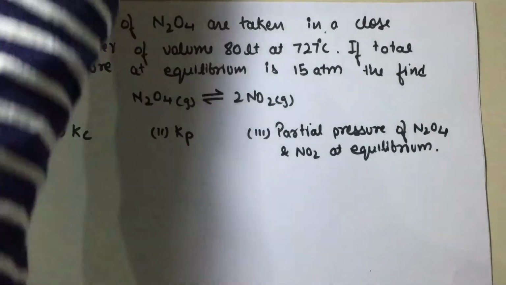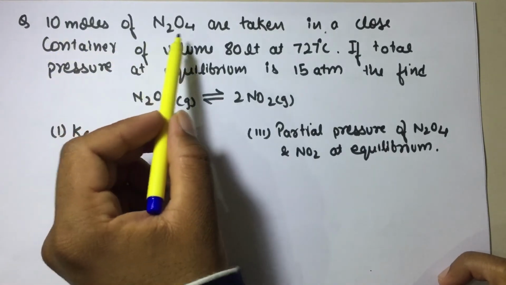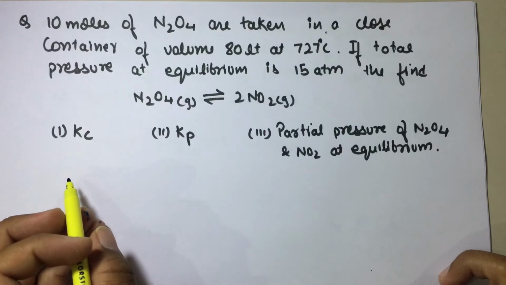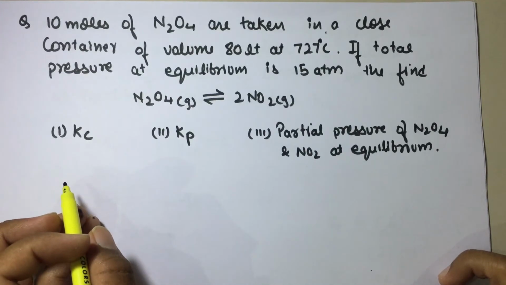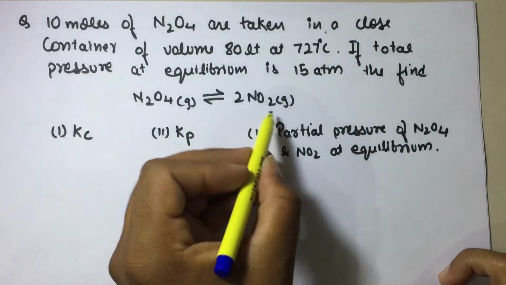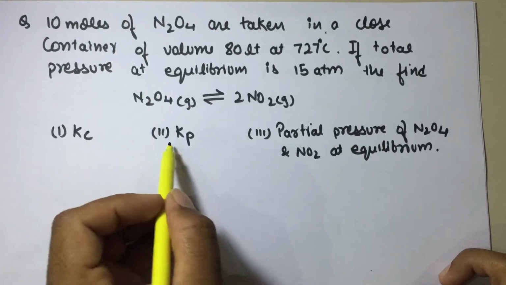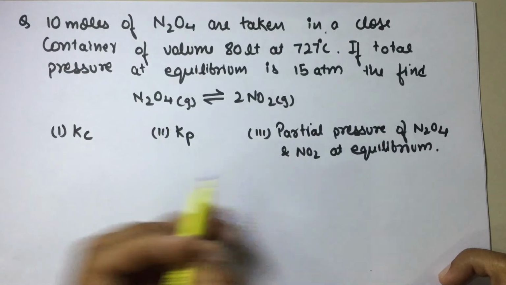First read out the question. We are given 10 moles of N2O4 taken in a closed container of volume 80 liters at 727 degrees Celsius. If the total pressure at equilibrium is 15 atm, then find, the equation is given in the question, Kc, Kp and the partial pressures of N2O4 and NO2 at equilibrium.